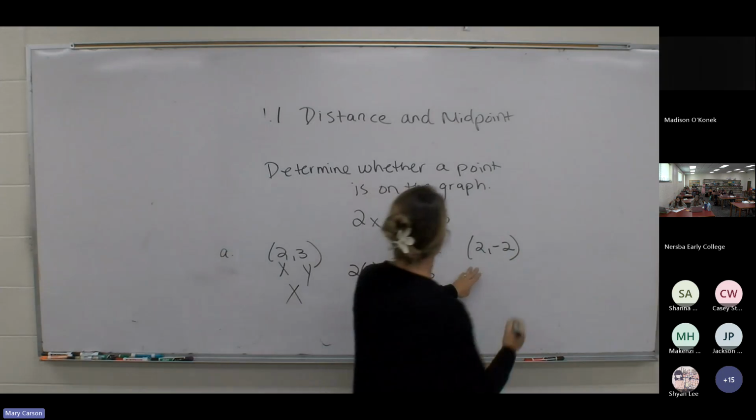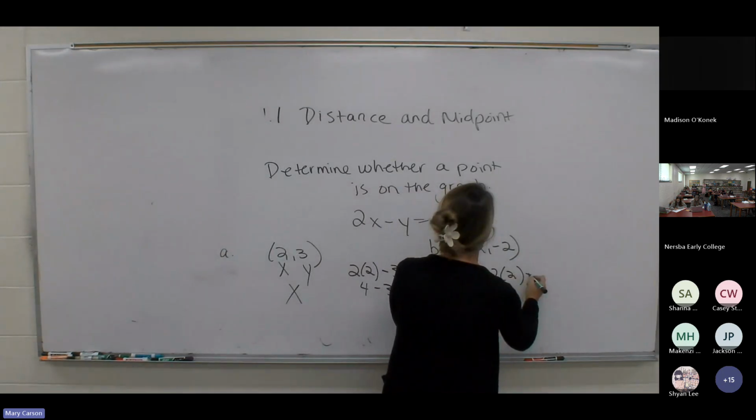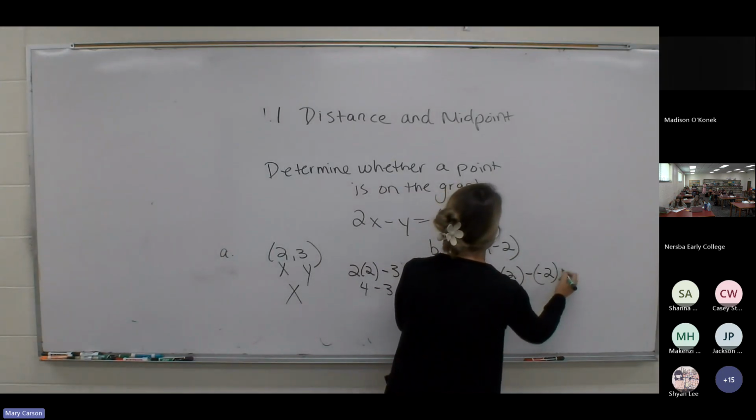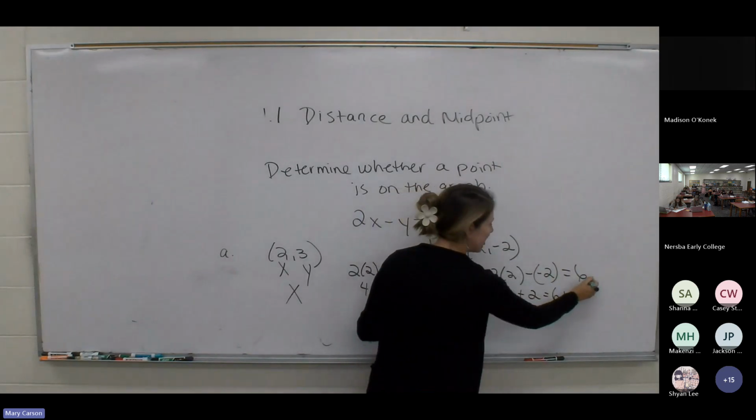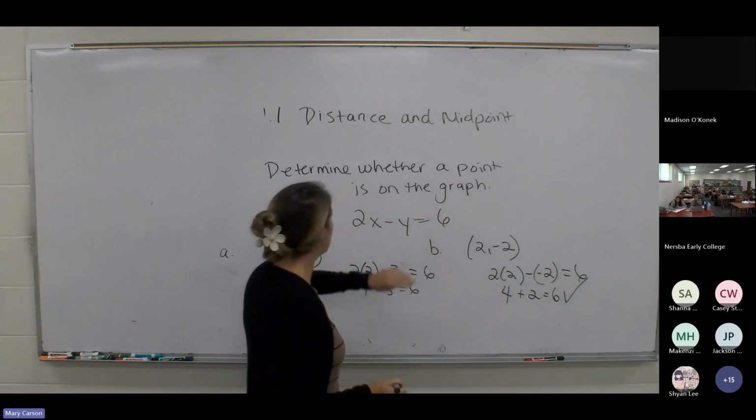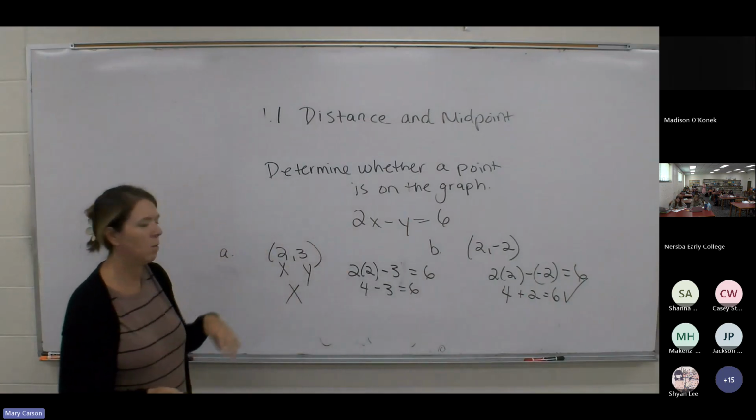All right, I'm going to do this one. 2 times 2 minus -2, is that equal to 6? Well, that's going to be 4 plus 2, is that equal to 6? Yes. So this one works. It is a point on the graph. This one does not work, so it's not.